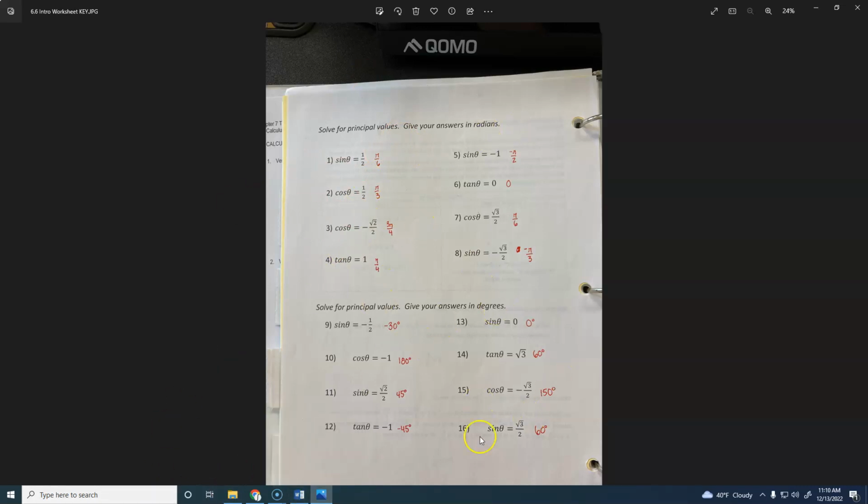Did anybody have any trouble with this or questions last night? Anything? Did it make sense what you were doing there?